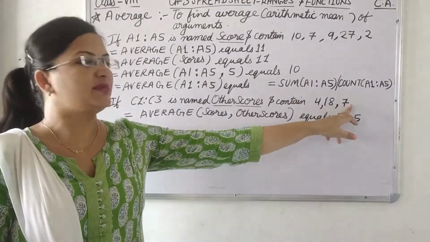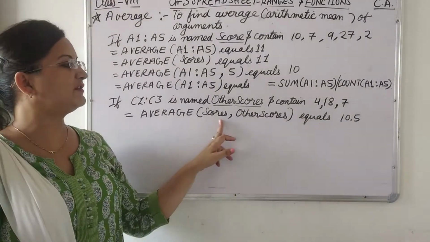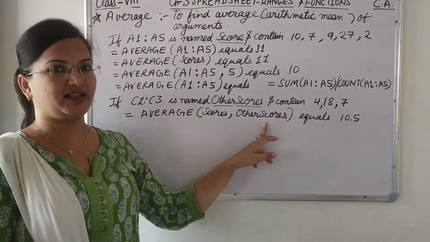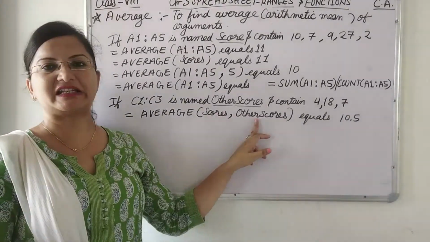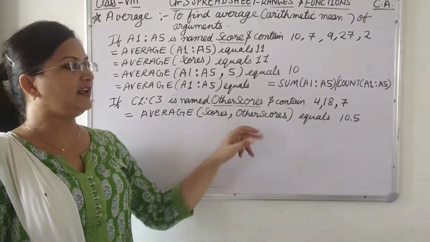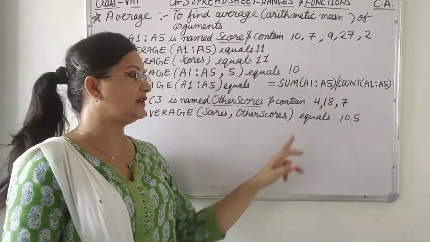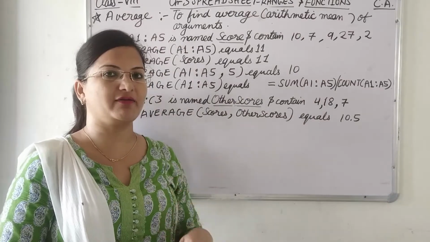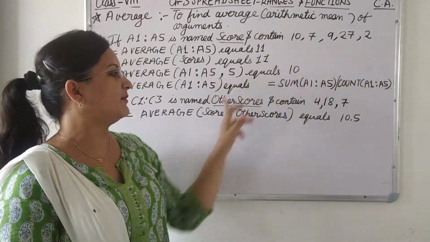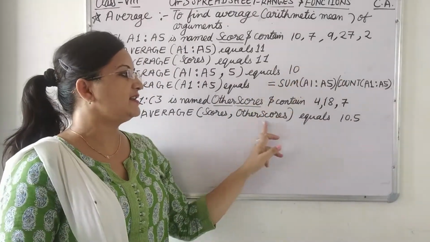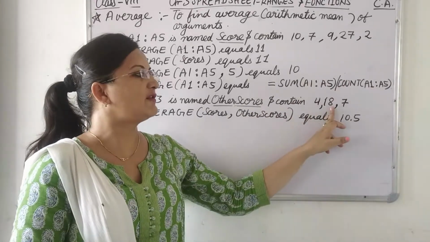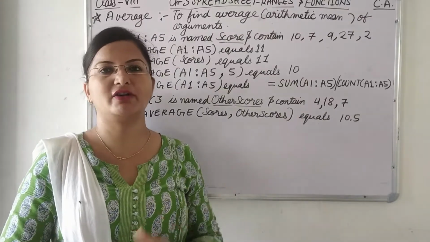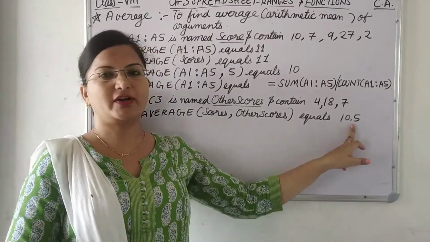Now the sum of these numbers is 55. The sum of these other numbers will be 29. So 55 plus 29 will be 84, and 84 divided by 8 will be 10.5. Why am I dividing by 8? That means the number of arguments. Here in score the number of arguments is 5. In these other scores the number of arguments is 3, and 5 plus 3 will be 8. That is why 84 divided by 8 is 10.5.